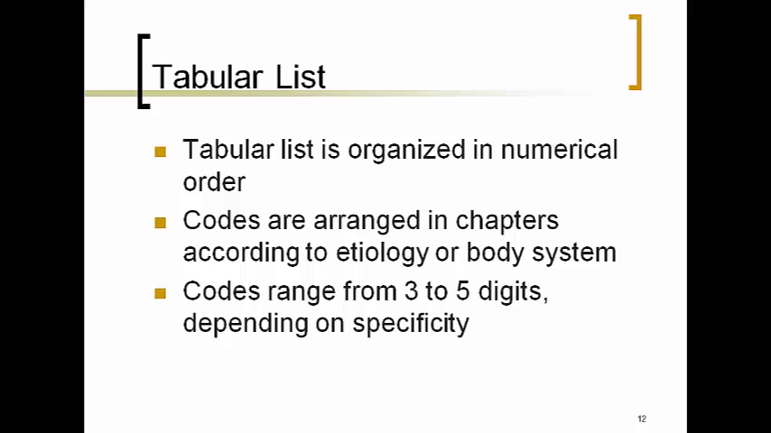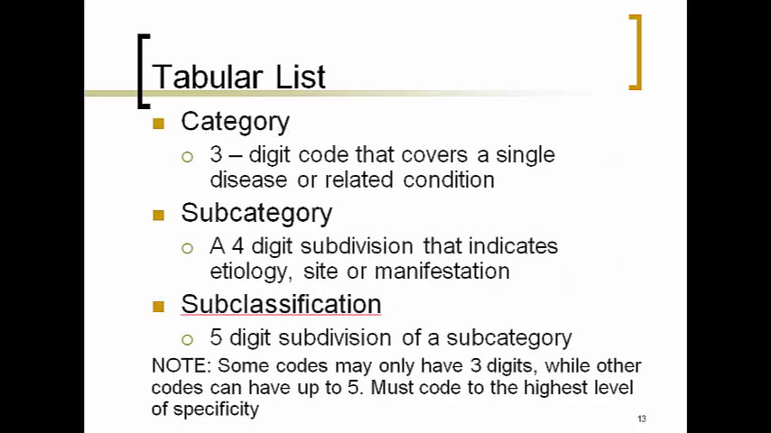That's a word you don't hear very much, but in the coding world, specificity is used quite a bit. And what it means is to make sure that if we have categories from 3 digits and codes ranging to 5 digits, that you must code to the highest level of specificity that you have. So whether the code is 3 digits, such as 486, or has a subcategory and subclassification, or a 4th and 5th digit, then you must use whatever the tabular index indicates is the proper amount of digits for the condition you're trying to code. The 4th and 5th digits provide additional information to that category code.